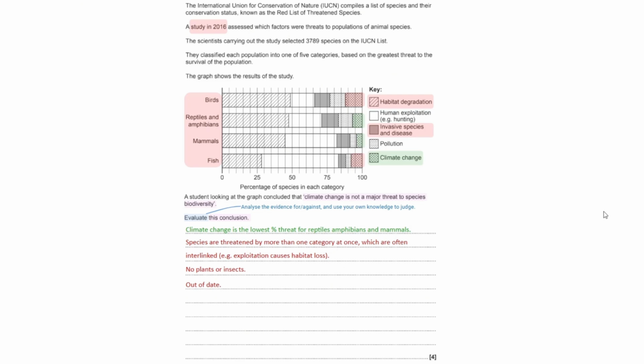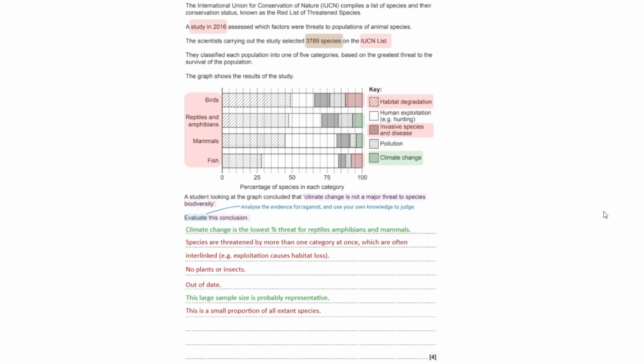The next thing we can see is that this study selected 3,789 species. Now this is a large number, so arguably it's going to be quite representative. However, these species are going to be a small proportion of all extant, that is to say, living species. So this is going to be a limitation for what the student is claiming. This data is only about species which are present here. There is no information on all of the other species.